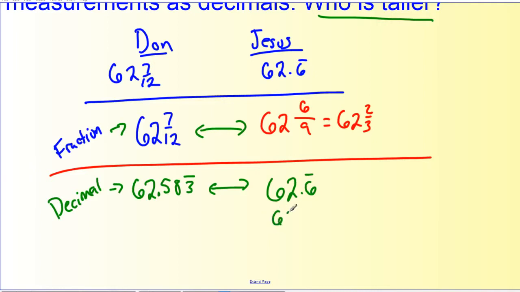If this was 62.666, there, 666 is bigger than 583. So you don't really have to expand it out. If you go one digit at a time, 5 is bigger than 6. The tenths digit here is bigger than the tenths digit there. So that means he is taller, just by a tiny little bit.